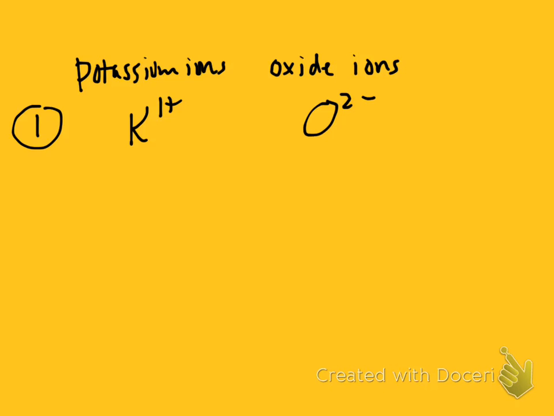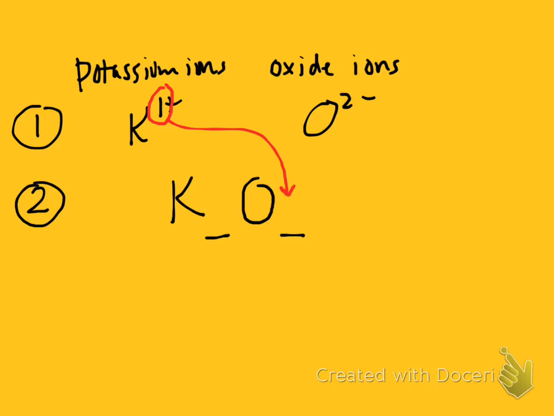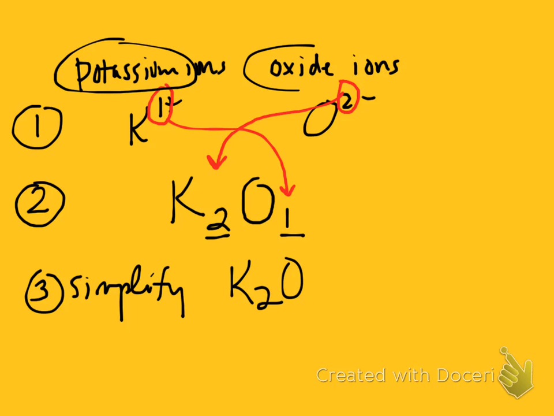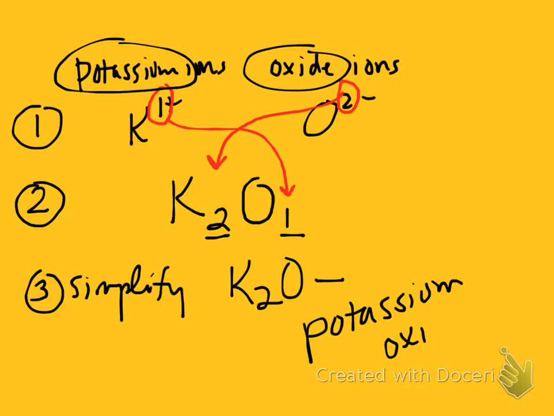Okay. Now we do the crisscross thing. So we're going to rewrite just the symbols with a space for a subscript. And then we're going to take just the number, not the sign, from these, and we're going to crisscross them. So the 2 goes here, the 1 goes there. Now, we don't show ones. If there's a 1, we just leave it blank. So the third step would be to simplify this. And we have K2O. That's potassium oxide. So the compound is just named for the ions. So this is potassium oxide.